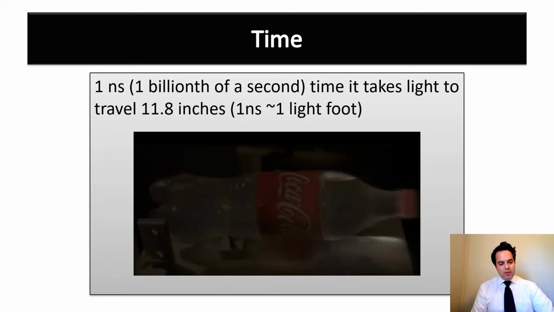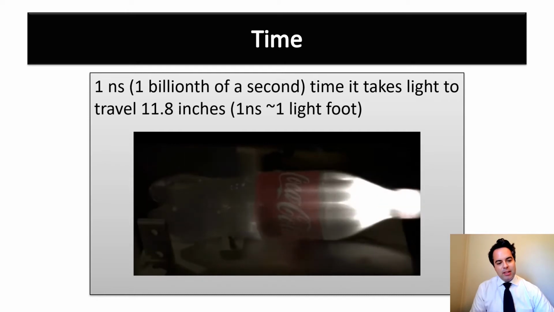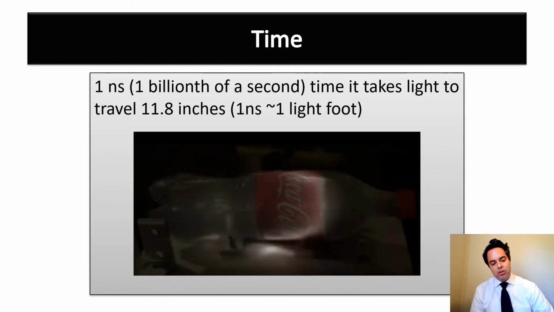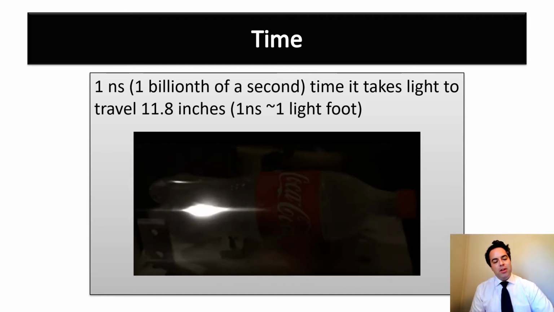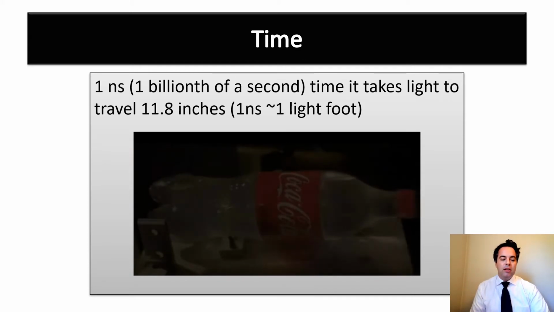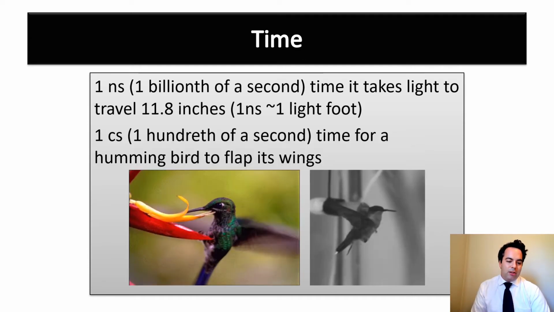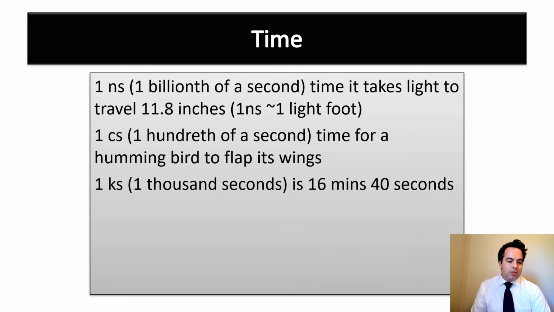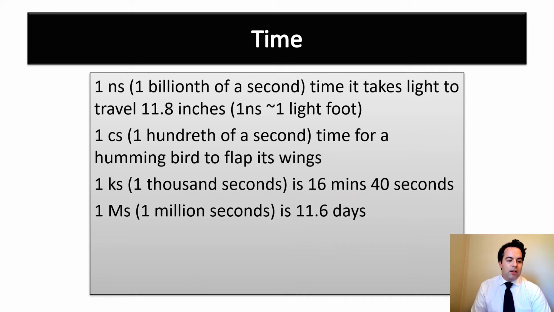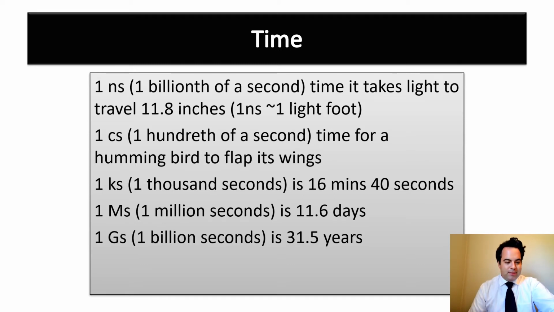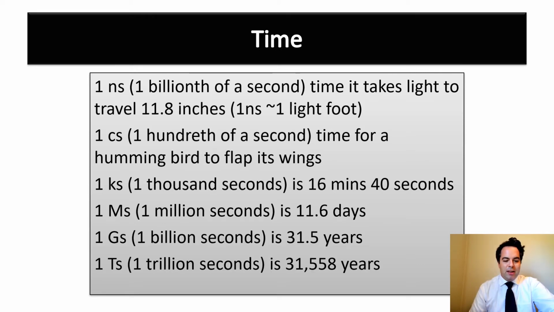You could do the same thing for time. So 1 nanosecond is the time it takes light to travel 1 foot, and this is actually a super high speed video of light traveling through a Coke bottle, which is about 1 foot long, so that's kind of cool. Some more examples here. Here's a hummingbird. And then here we go with kiloseconds, megaseconds, gigaseconds, and teraseconds.